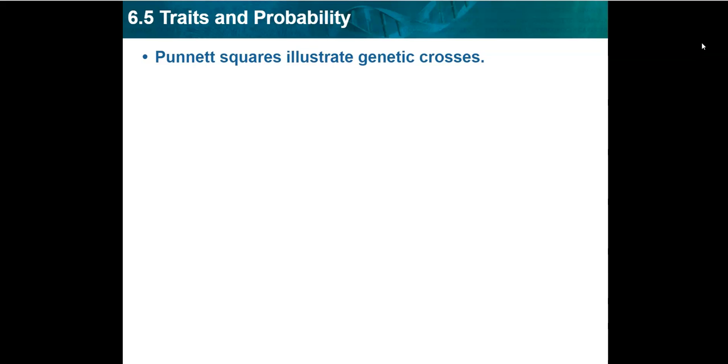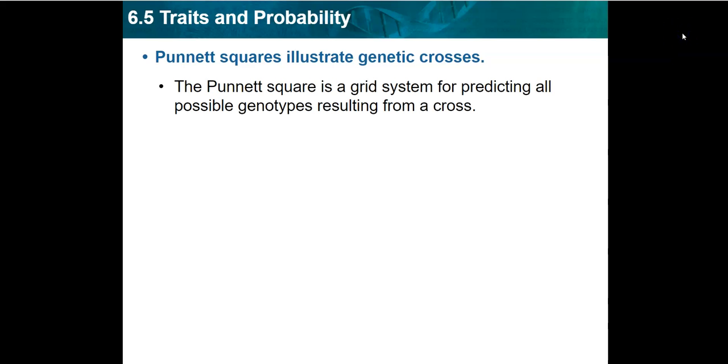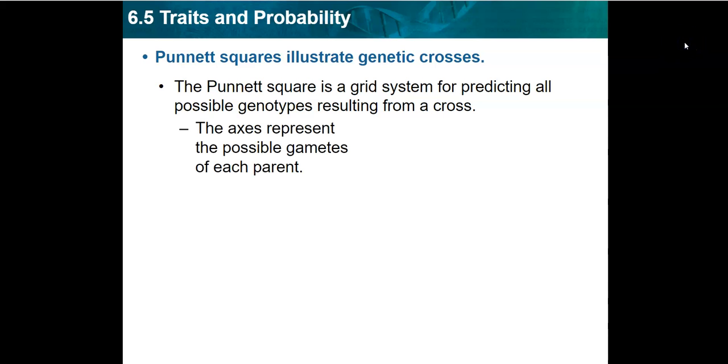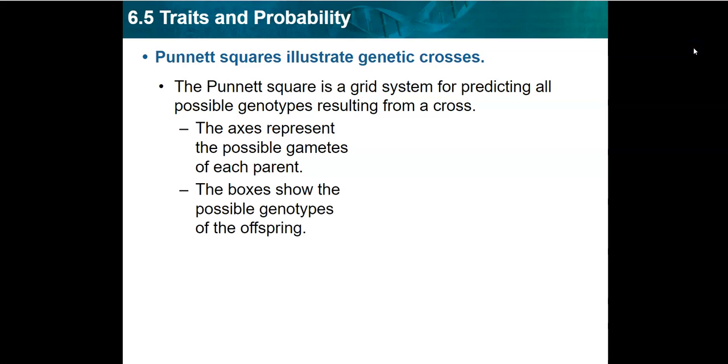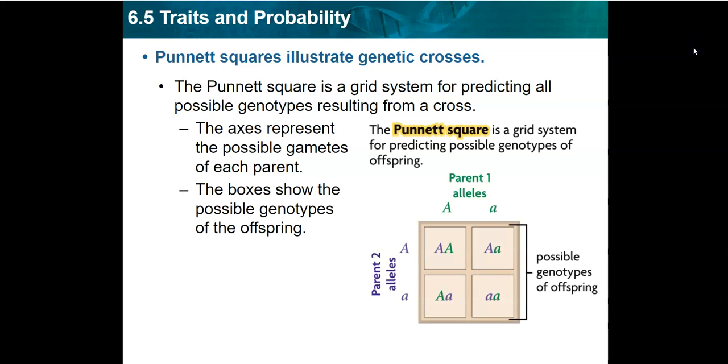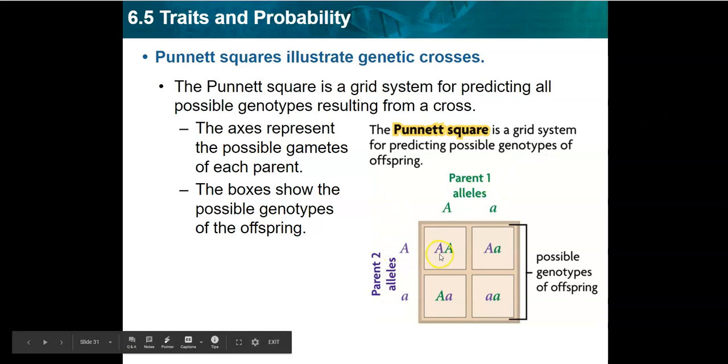Punnett squares illustrate genetic crosses. So it's the probability of what would happen if we cross one parent with another. The Punnett square is a grid system for predicting all possible genotypes resulting from a cross. The axes represent the possible gametes of each parent, and the boxes show the possible genotypes of the offspring. So here we can see parent 1 alleles, parent 2 alleles, and it's where they intersect.